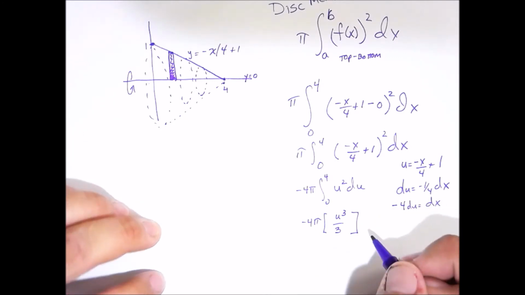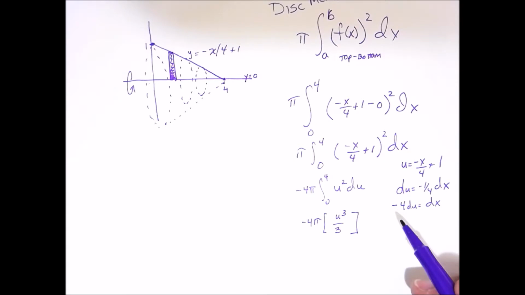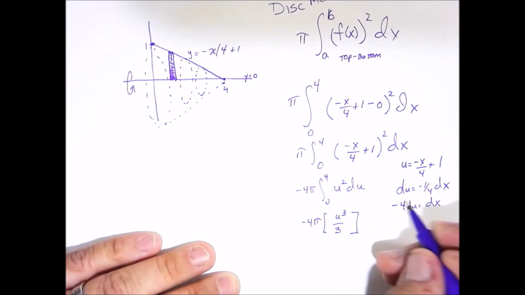So we either have to plug the x's back in or change our bounds. Which one would you like to do? Plug the x back in? Is that what I'm hearing?